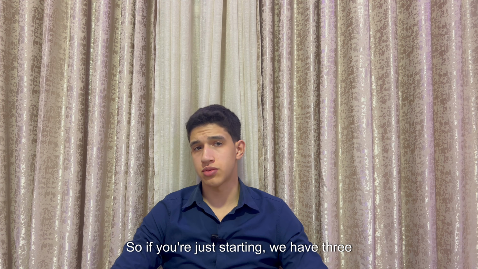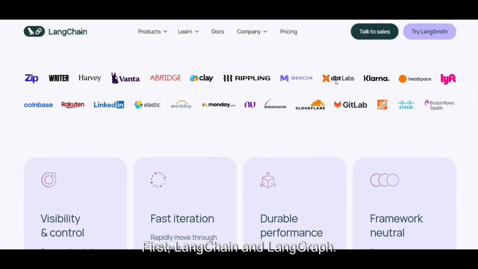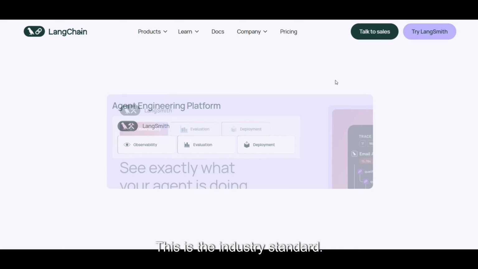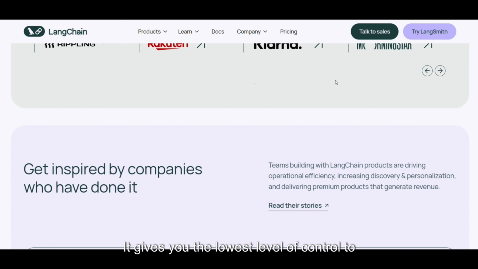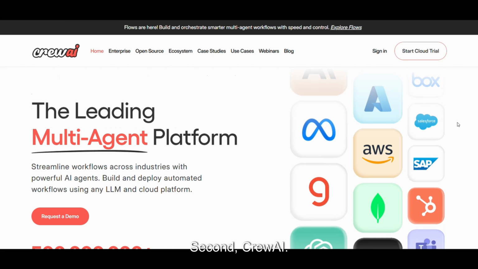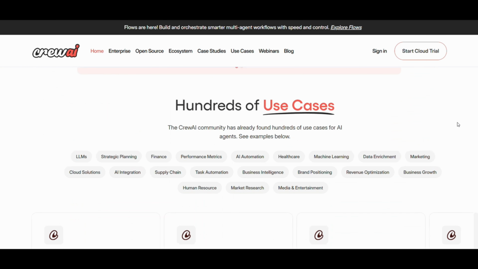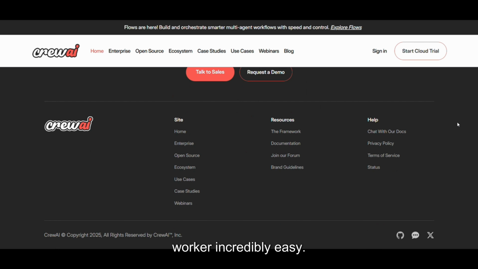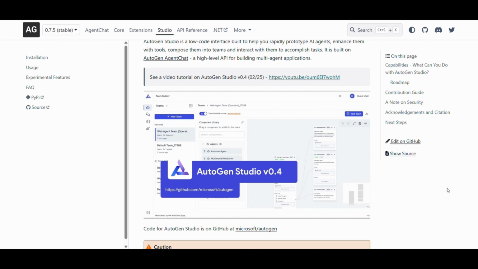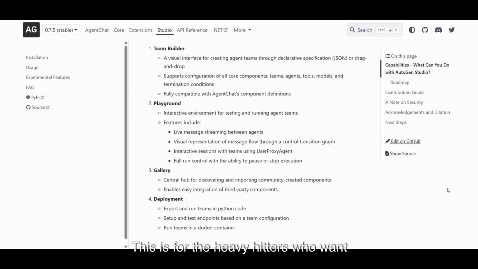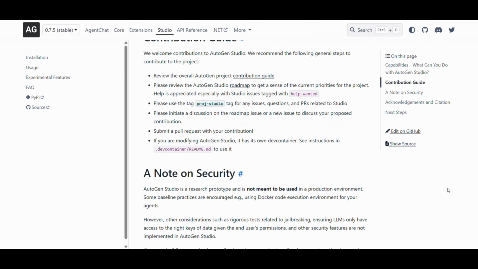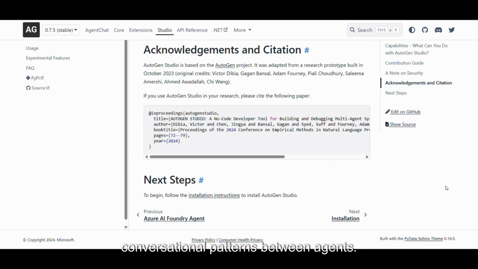So if you're just starting, we have 3 main options. First, LangChain and LangGraph. This is the industry standard. It gives you the lowest level of control to build custom graphs. Second, CrewAI. This is specifically built for the swarm architecture. It makes setting up a manager and a worker incredibly easy. And finally, Microsoft AutoGen. This is for the heavy hitters who want complex conversational patterns between agents.